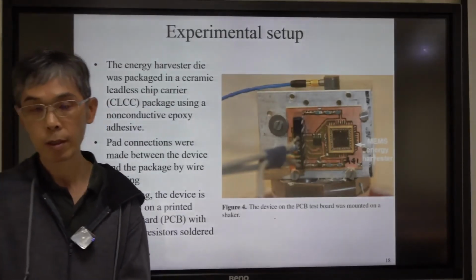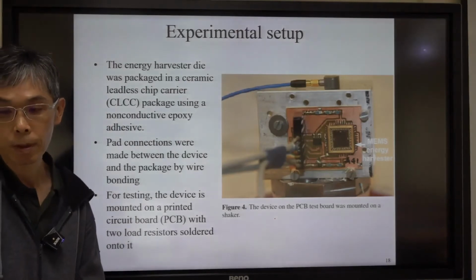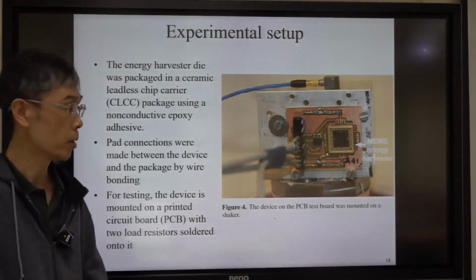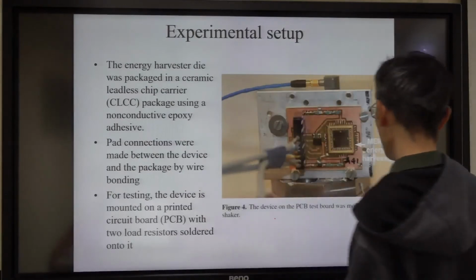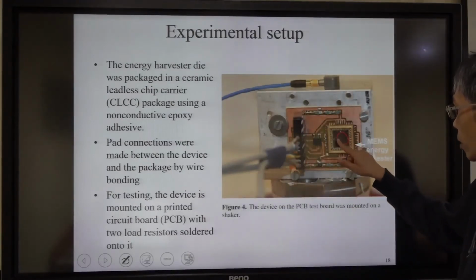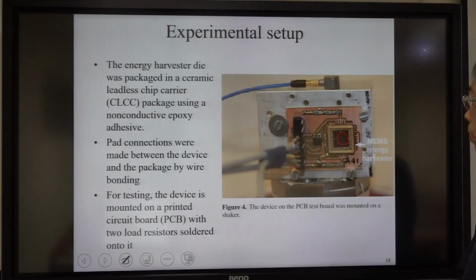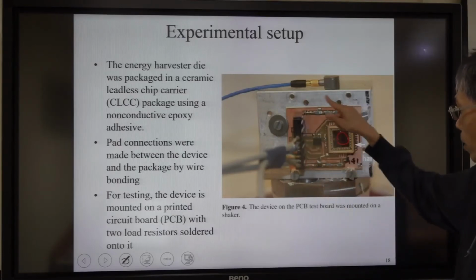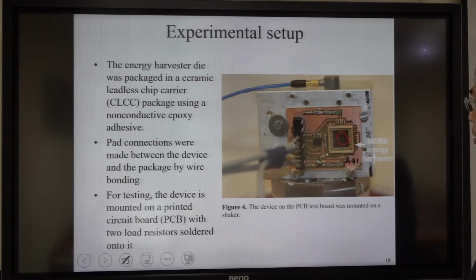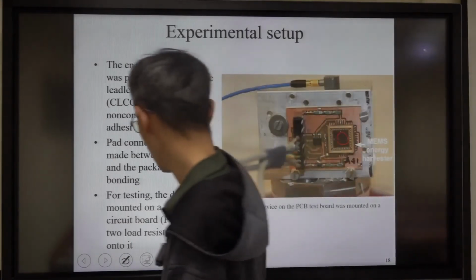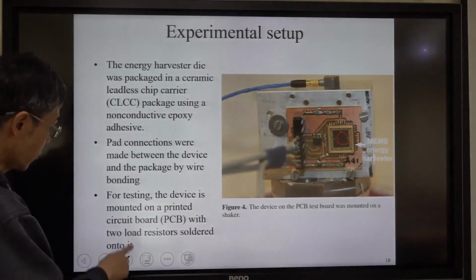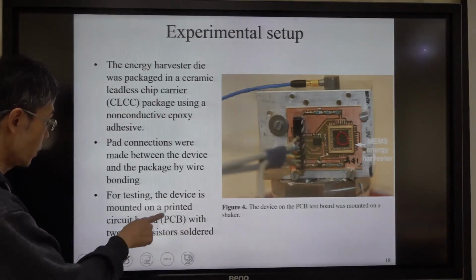Okay, then we carry out the experiment. This is the setup for our experiment. For the energy conversion device here, we use a package and wire bonding to connect the pad to the outside world. And here is the PCB board. Then the signal wire. So we have two load resistors soldered to the PCB board.